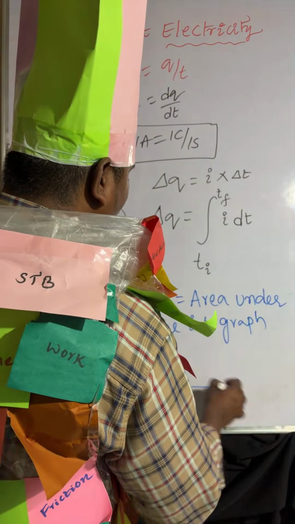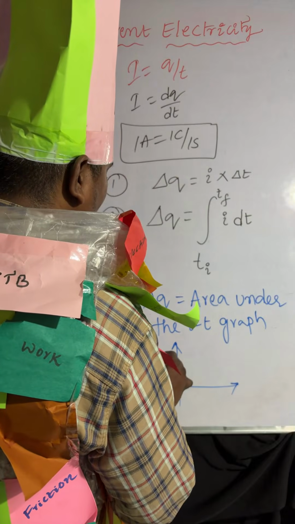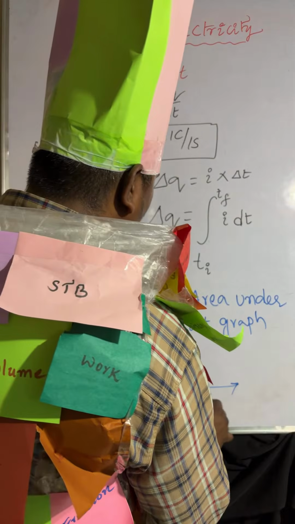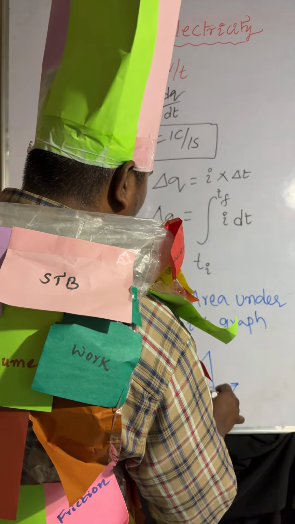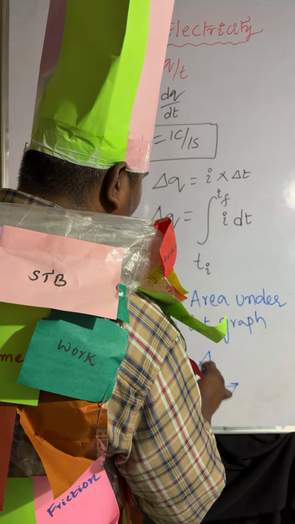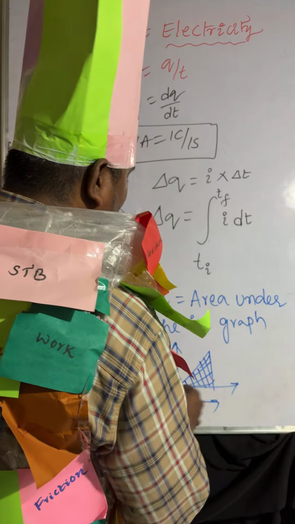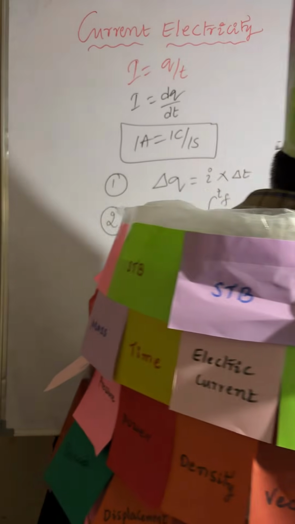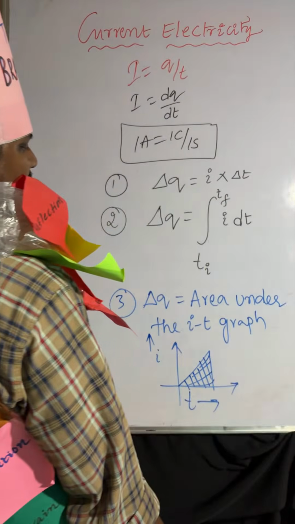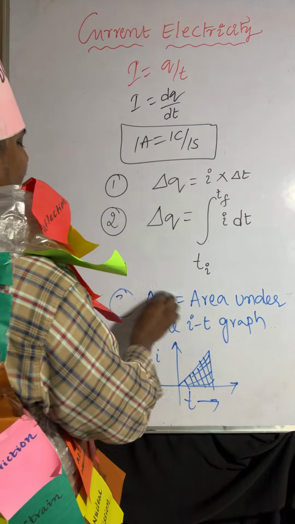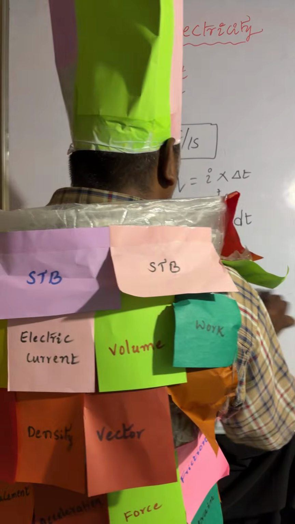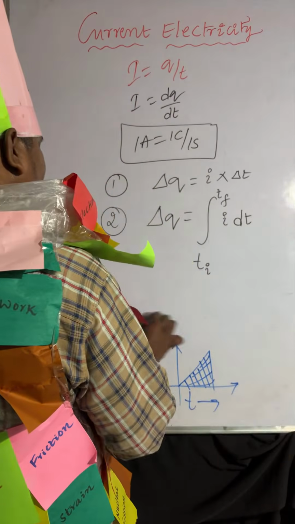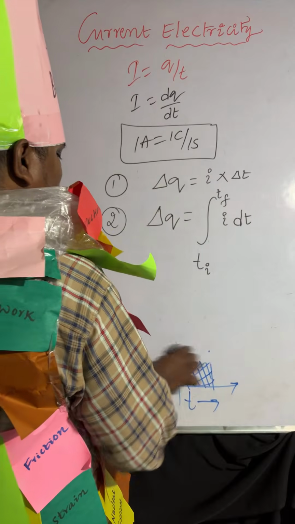So you can observe I on one axis and T on the other. This is the graph, and the area under it is the flow of charge. Understood or not? I hope it is very clear. One more point we will discuss next.